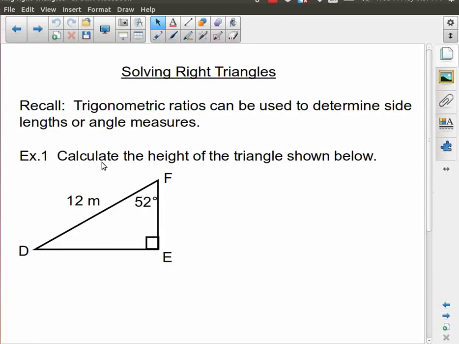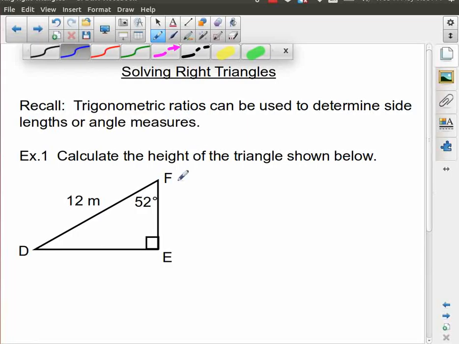So this first exercise: calculate the height of the triangle shown below. Traditionally, height refers to the vertical side. And I'm just going to take this opportunity to remind you, or perhaps introduce you, to the idea that when we have sides, we have a couple of options for labeling. Now, one thing we could do is we can actually label this side FE. But that's a little awkward using two capital letters. Is this F times E? There's some potential for confusion. So we actually try to avoid variables that are multiple letters. We want a single letter.